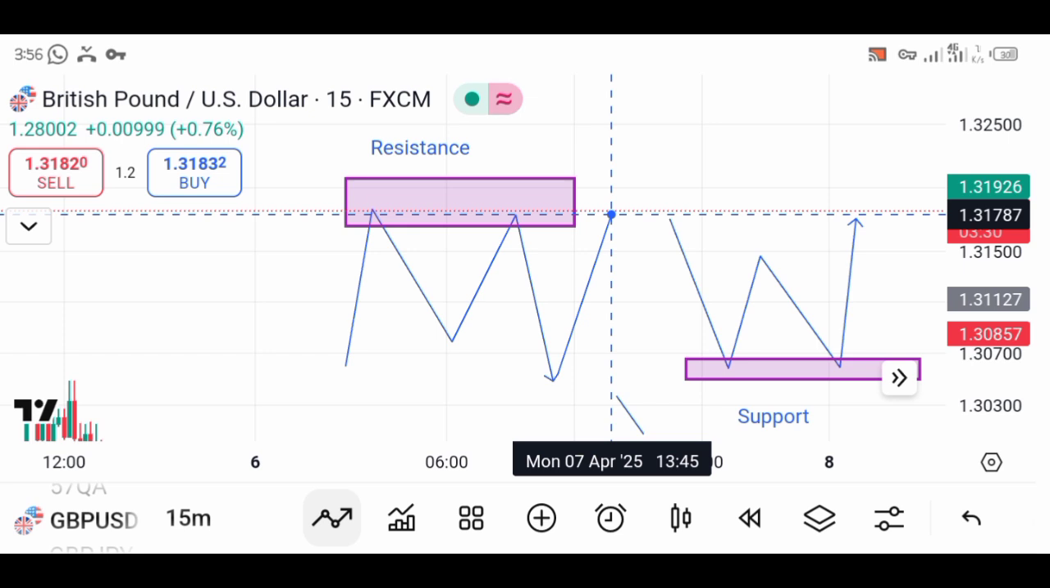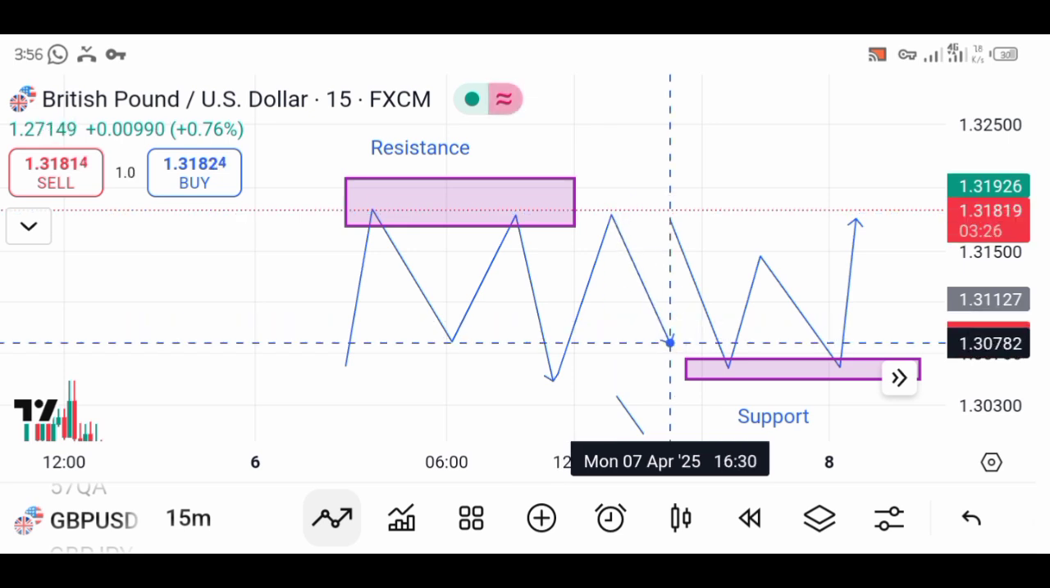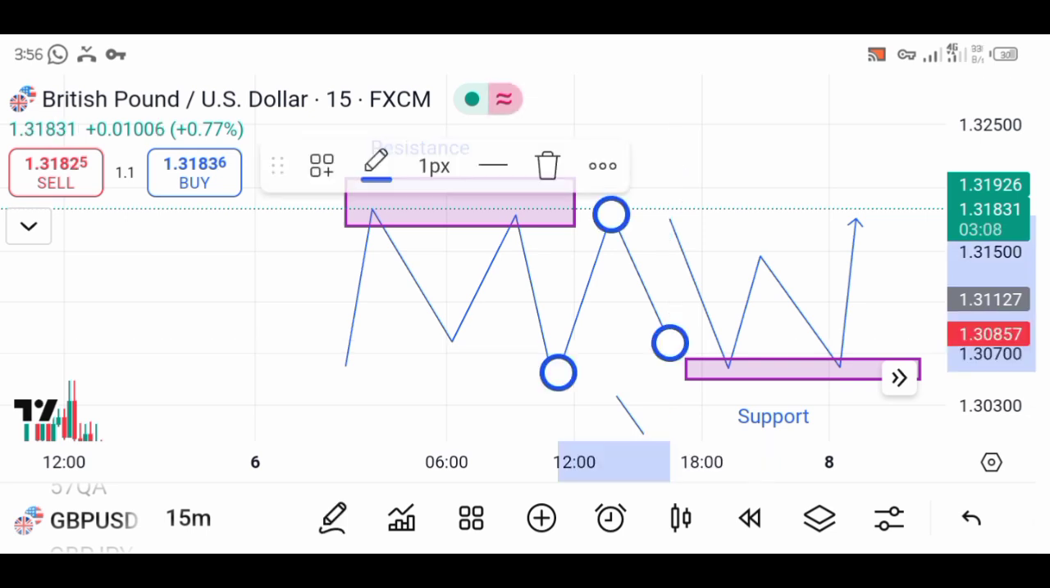Get back to that area, and then start selling again. That is simply what resistance means. It's simply a zone at the top, an area at the top, where if price gets back there, if price gets to the top, it will start going down. The same thing with support, vice versa.